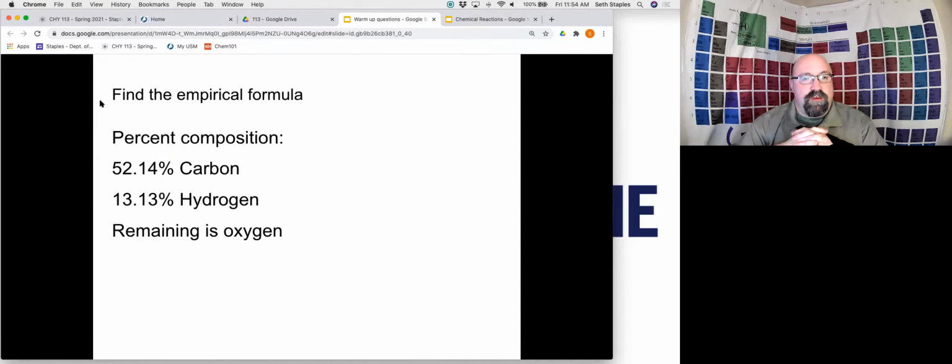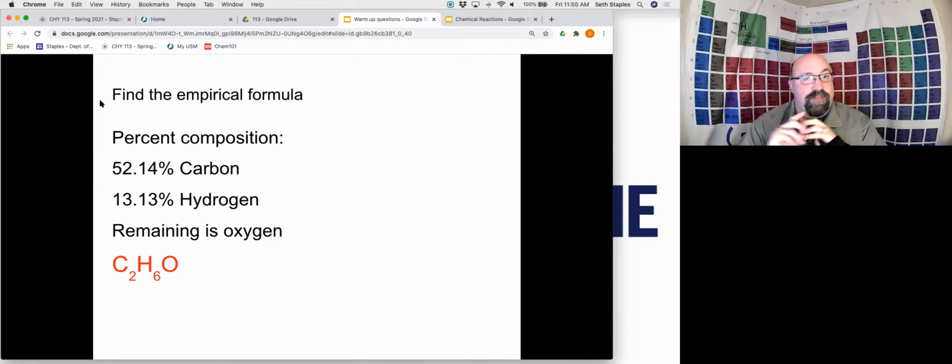Secondly, given the following percent compositions, this is a compound that contains only carbon, hydrogen, and oxygen. You're given the percentage of carbon and the percentage of hydrogen, told the rest of it is oxygen, and so find the empirical formula of this compound. Hopefully you were able to come up with C2H6O.